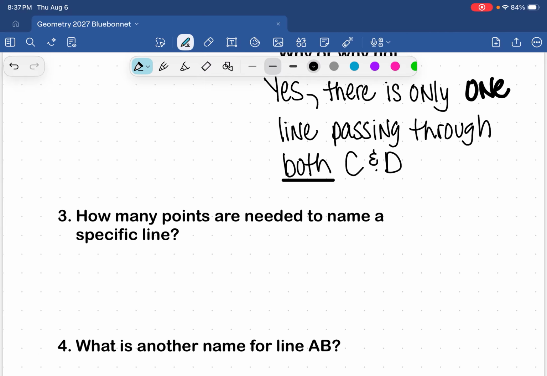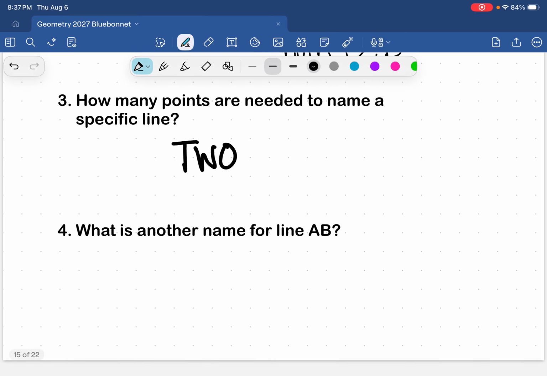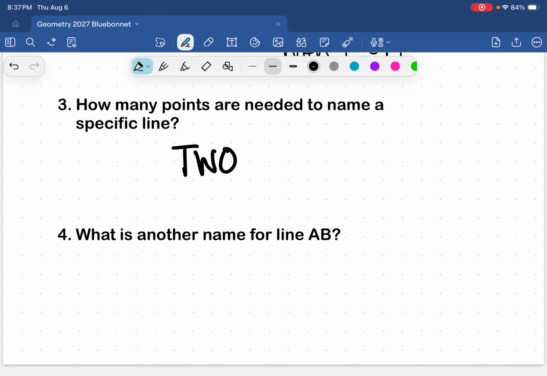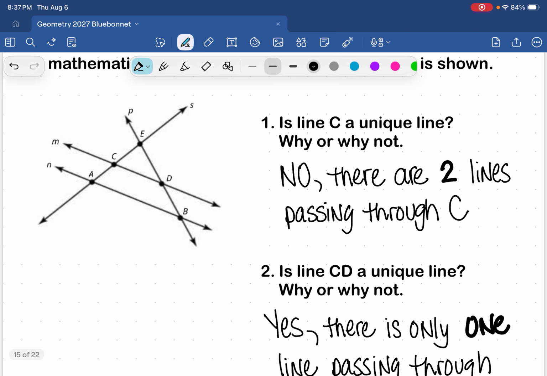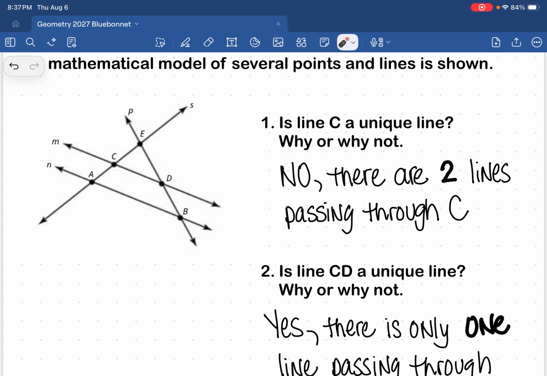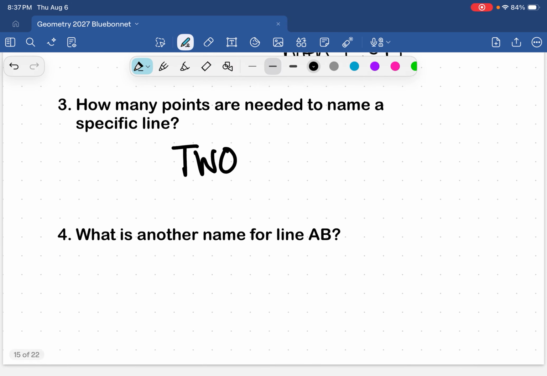All right, question number 3. How many points are needed to name a specific line? That's right, 2. We only need 2. It doesn't matter how many there are. What is another name for line AB? Let's go back and take a look just to make sure there's not any other points on the line. A, B. The only 2 points on that line are the points A and B. So instead of using the word line, I could use the symbol. So I could name it this, which is still read as line AB. Or I could switch the 2 letters and call it line BA, either with the symbol or with the word.